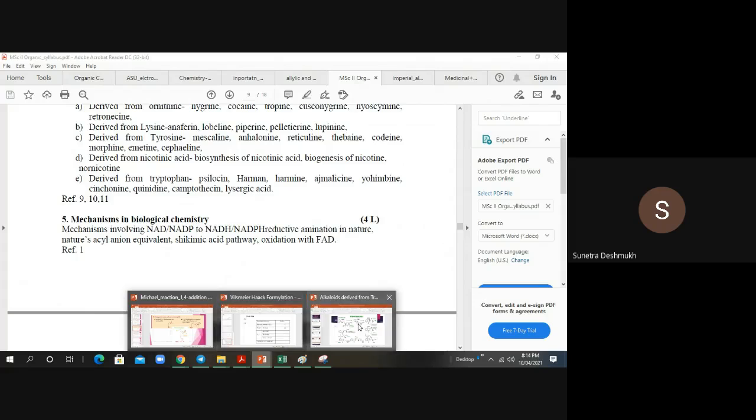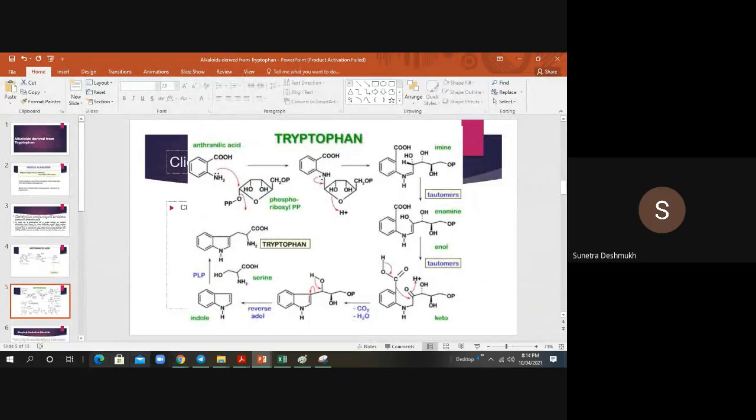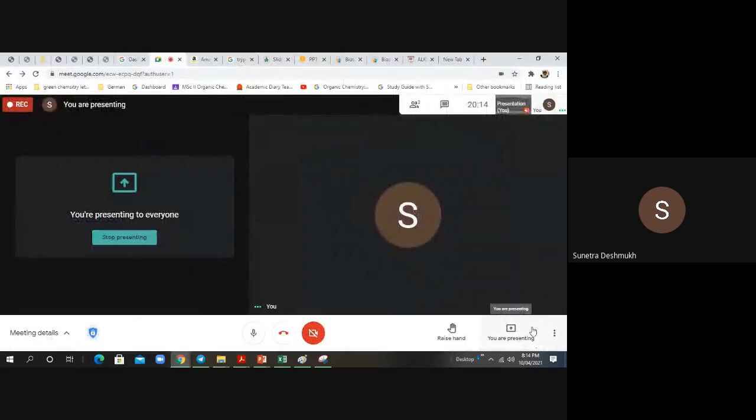This is our motto today, to see the synthesis of different alkaloids from tryptophan. So here is the tryptophan synthesis schematic pathway. Once we have tryptophan synthesized, we can go for different alkaloids. So here are the simple indole alkaloids.